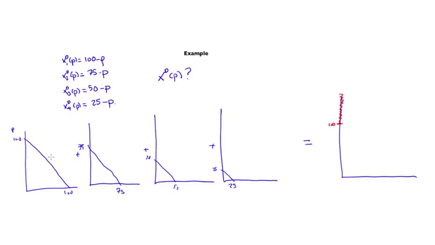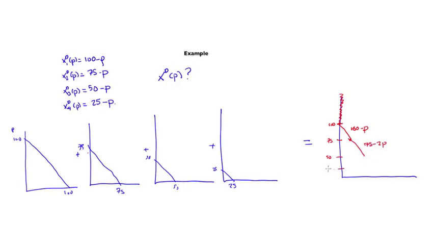Between a price of 100 and 75, the only person that demands anything is consumer 1. So in this region, the demand is equal to the demand of the first consumer, which is 100 minus P. Between 75 and 50, both consumer 1 and 2 demand. So aggregate demand is going to be the sum of both of their demands. So between 75 and 50 it is going to be given by 175 minus 2P.